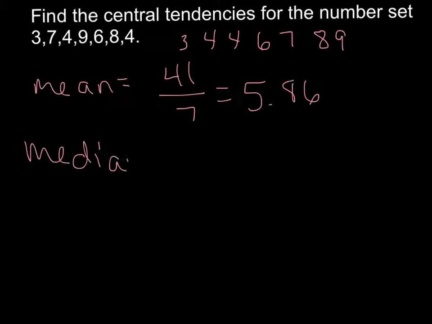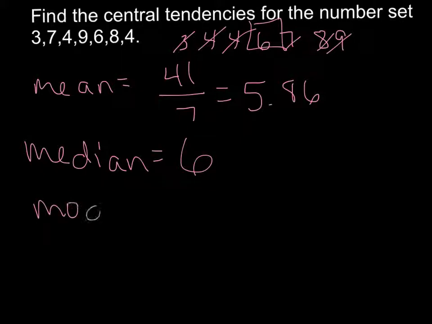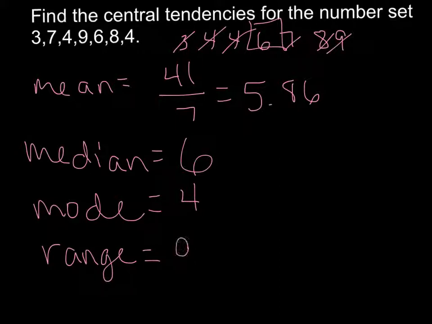If you divide that, you'd get 5.86. Your median, you got to find your middle number, so you can just cross off 1 at a time, so 3 and 9, 4 and 8, 4 and 7. If you look, you're only left with 6, so 6 is your median, or your middle number. Your mode, the number that repeats most often, is 4, because it repeats twice, nothing else repeats. And your range is biggest minus smallest, so 9 minus 3, which is 6.